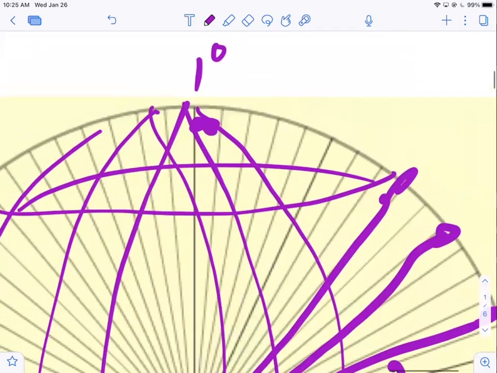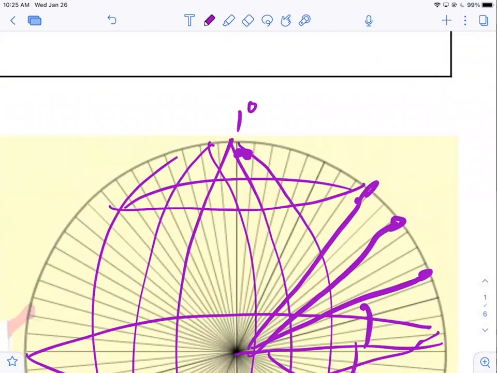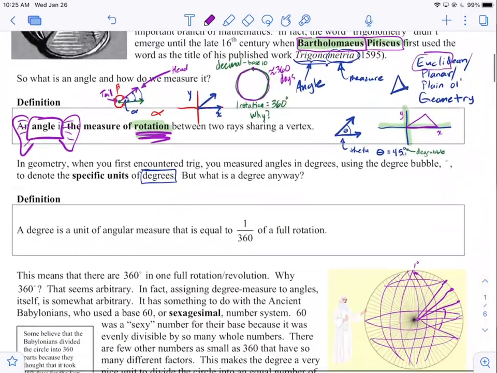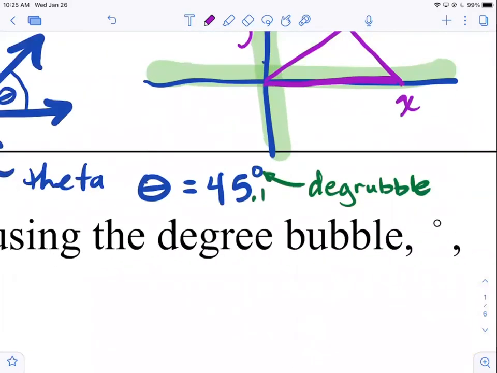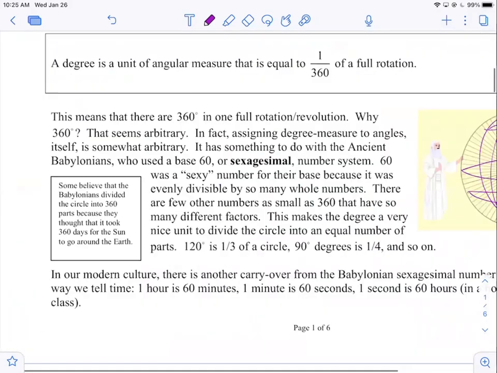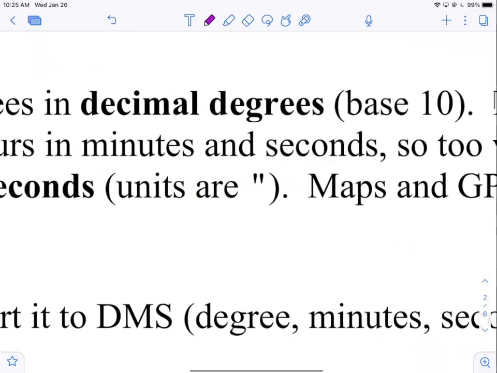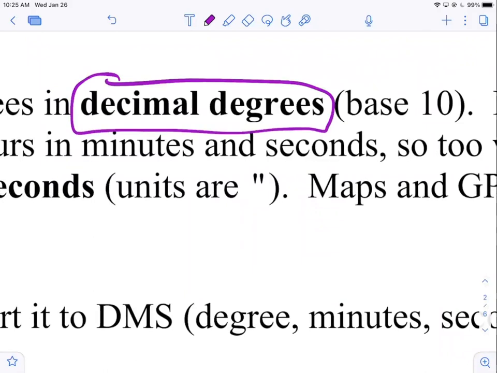Now, we don't have to have full degrees. We can measure parts of degrees, right? Like I can have my angle up here, we said, being 45.1. It's 45 full degrees and now 1/10 of another degree. So there are two ways to measure parts of degrees. We can use decimal degrees. Decimal degrees is base 10. That's like 43 or 45.1. We have an understanding of what that means, right? 45.5 degrees is 45 and a half degrees.